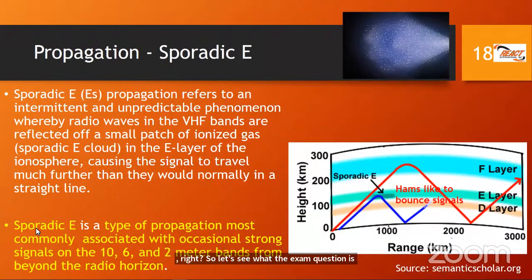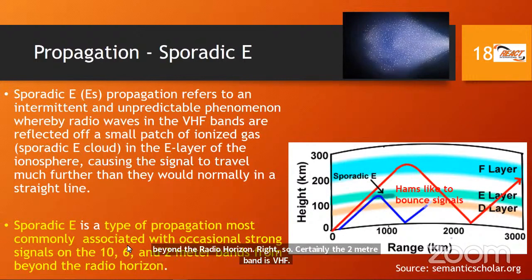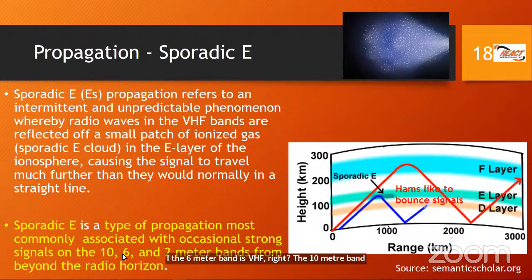It says that sporadic E is a type of propagation most commonly associated with occasional strong signals on the 10, 6, and 2 meter bands from beyond the radio horizon, right? So certainly the 2 meter band is VHF, right? The 6 meter band is VHF, right? The 10 meter band might be considered part of the HF band, the upper part of the HF band, right? So they don't say VHF, but this is the exam question, and this is what you need to learn for the exam.